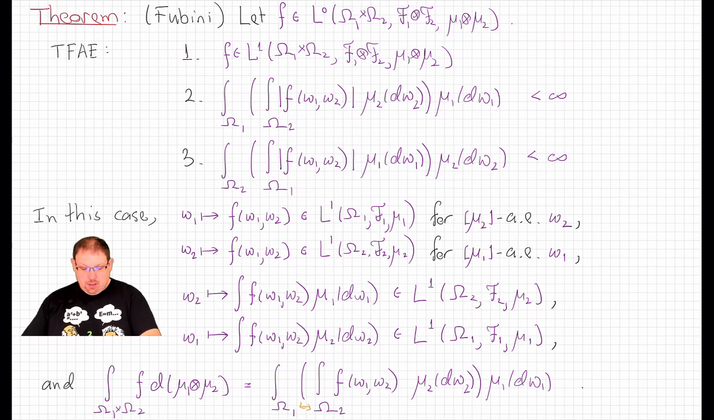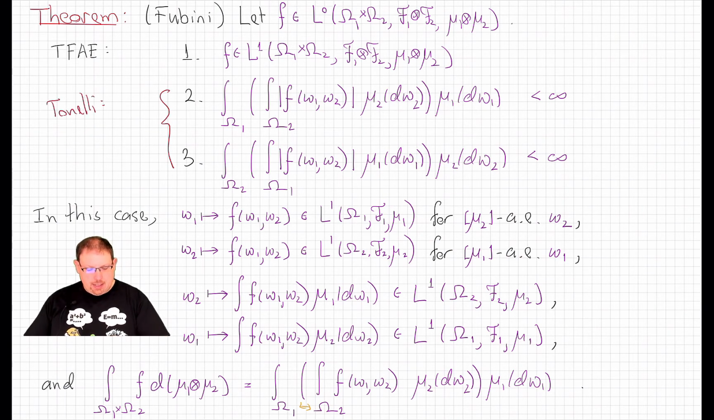Here's the idea. We start with any measurable function on the product space with respect to the product measure. We'd like to know when such a function is actually integrable. When is it in L1? And Fubini's theorem says that it's in L1 if and only if the iterated integral in either order of the absolute value of the function is finite. Well, that's not news because Tonelli's theorem tells us that either of these two iterated integrals is equal to the integral over the product of this non-negative function. And so the equivalence of those three is an immediate consequence of Tonelli's theorem.